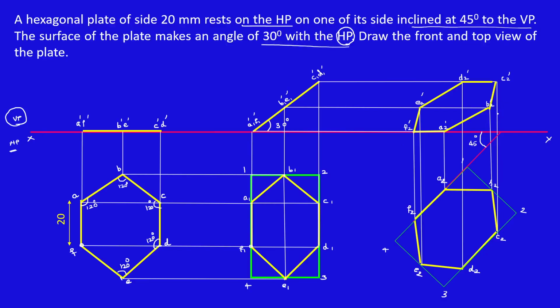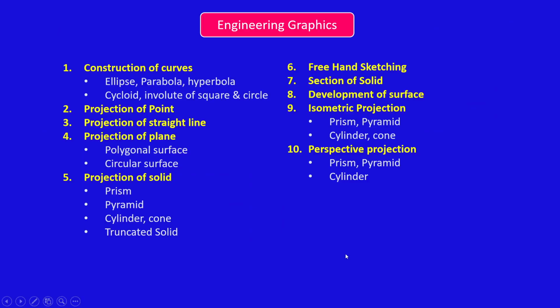So this is how you have to draw a hexagon plane when it is inclined to some angle with respect to HP and VP. This is the course content of the Engineering Graphics course.